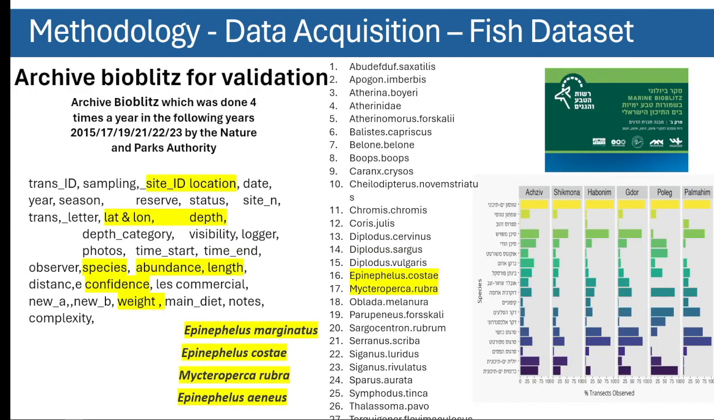We need to support this data set. So we took BioBlitz from the authorities, archived over several years, to validate our fishing data set, focusing on a group of fish that can tell us the status of the habitat itself. Like if it's healthy habitat or not, if it's with high biodiversity or not.